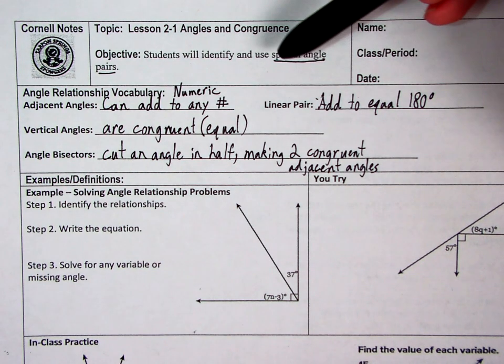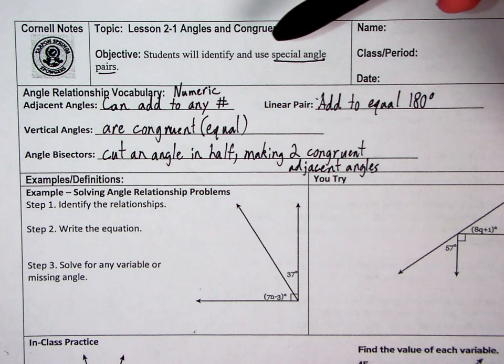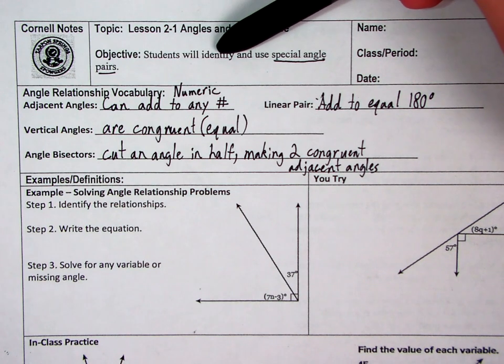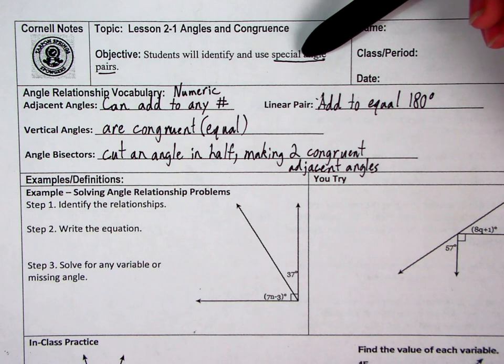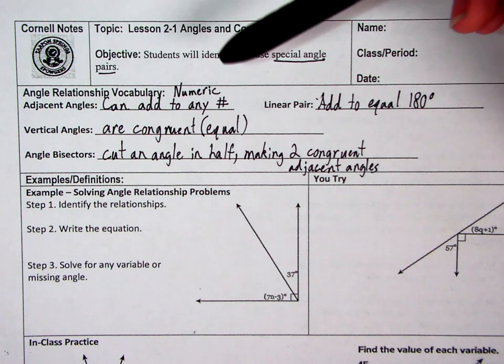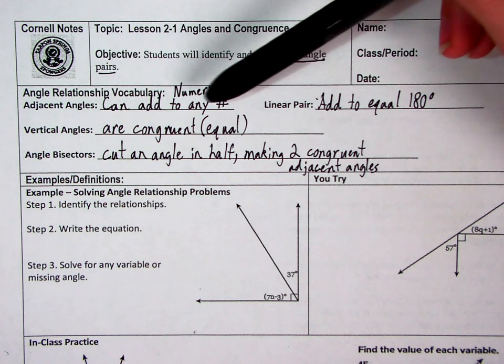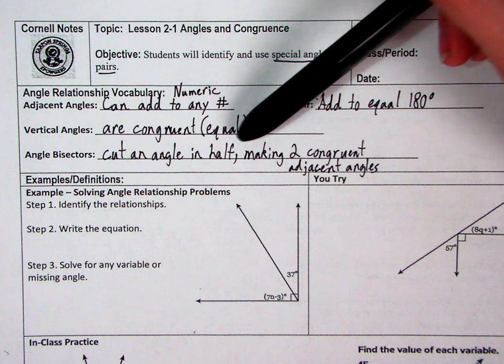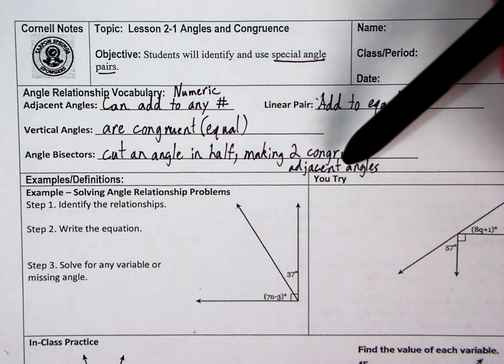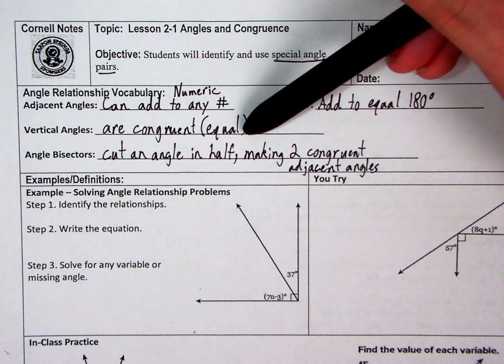Our approach to this sort of problem solving is we're going to first look to identify some relationship between two angles. And then once we've identified that special angle pair, we're going to use the relationship that we know about it, whether it's adding to some number, whether they're equal, whether they add to make 180, or whether they're congruent, also equal.